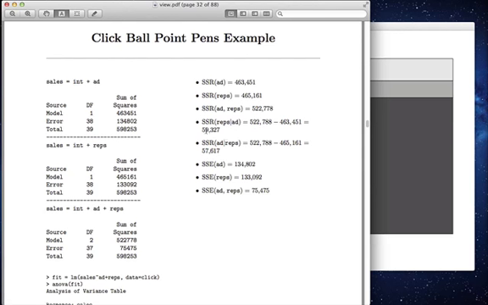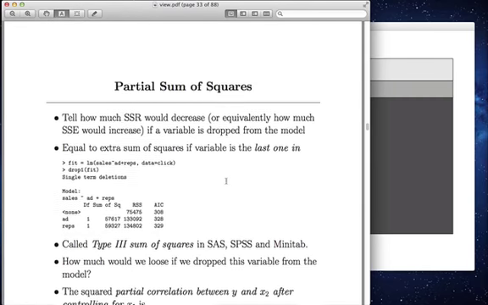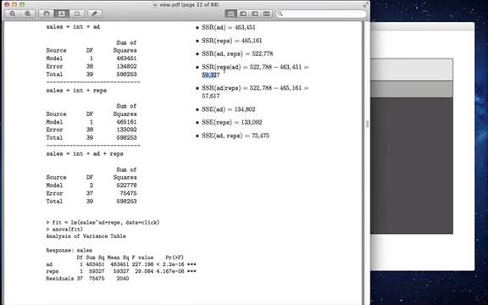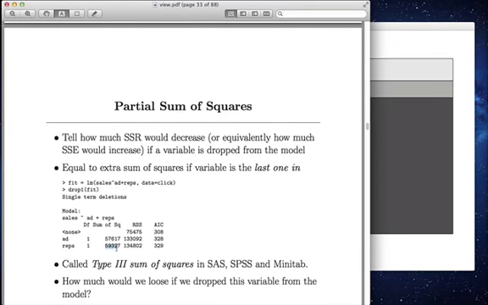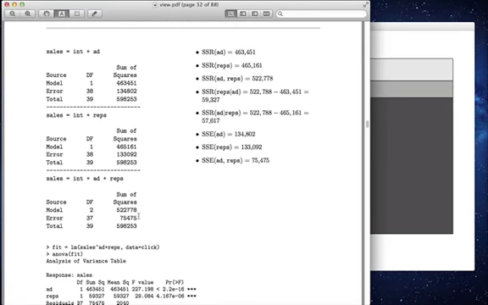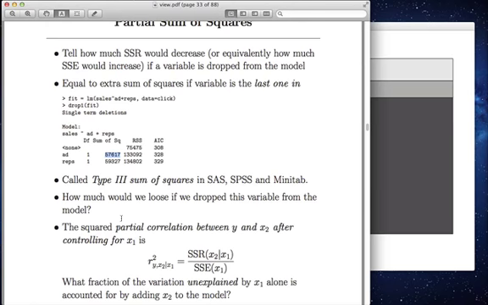So if adds is the last thing in, it adds 59. Likewise, if you drop adds, sorry, I think we got that one wrong. If reps is the last thing in, you add about 59, or equivalently, if you drop reps, you lose 59. Okay, if we go back here, if adds is the last thing in, you get about 57,617. Likewise, if you were to drop adds, you lose 57,617.